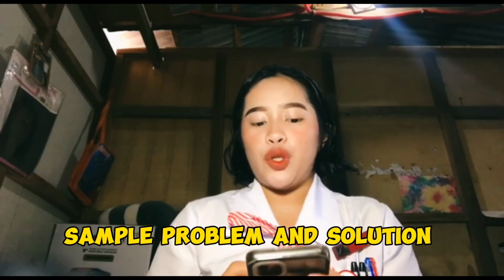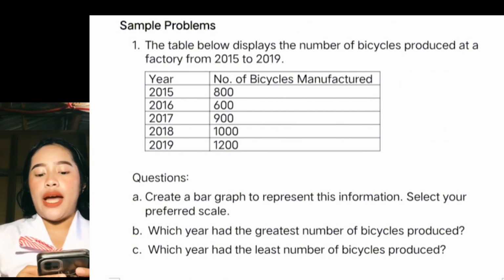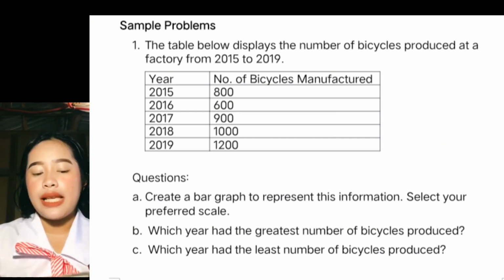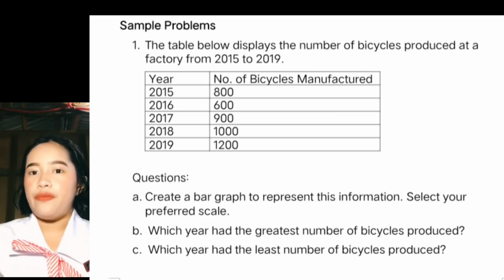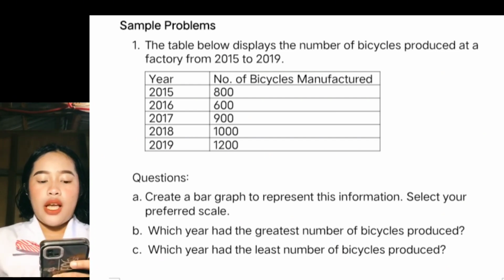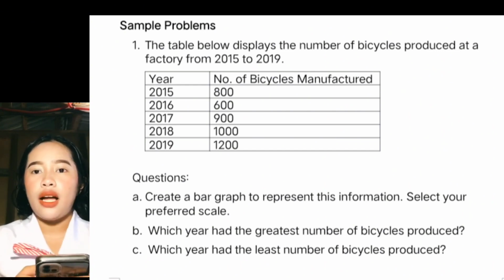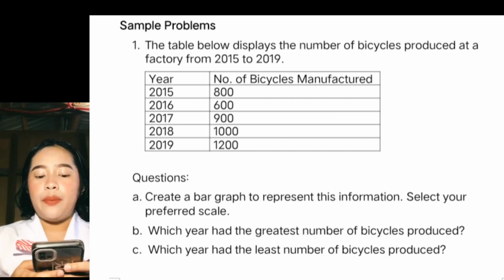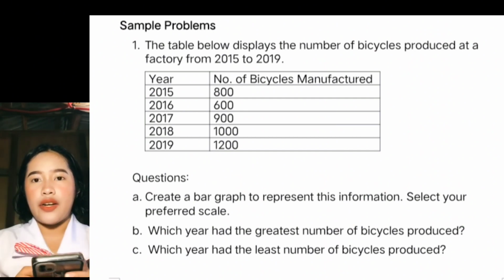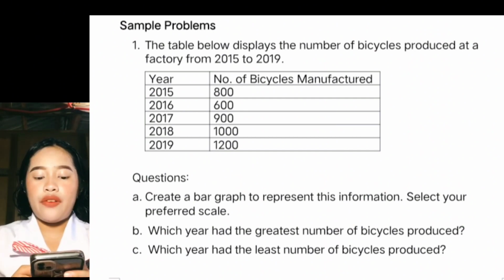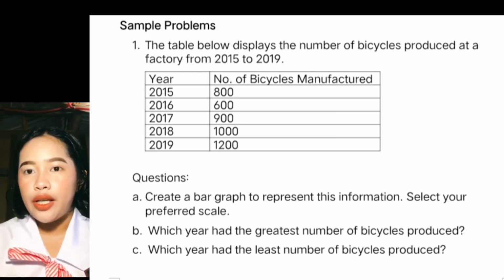Sample problems and solutions. The table displays the number of bicycles produced at the factory from 2015 to 2019. In 2015, the number of bicycles is 800, in 2016, 600, in 2017, 900, in 2018, 1,000, and in 2019, 1,200.